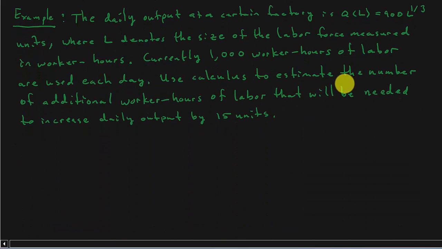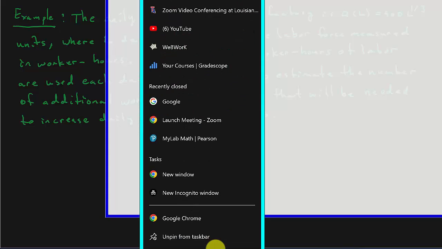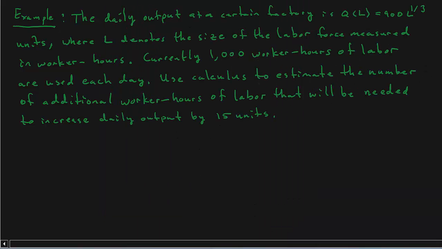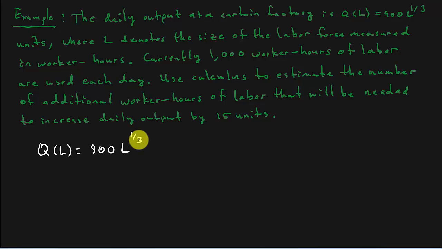All right, so let's look at this one. It says the daily output at a certain factory is Q of L equals 900 L to the 1/3 units, where L denotes the size of the labor force measured in worker hours.